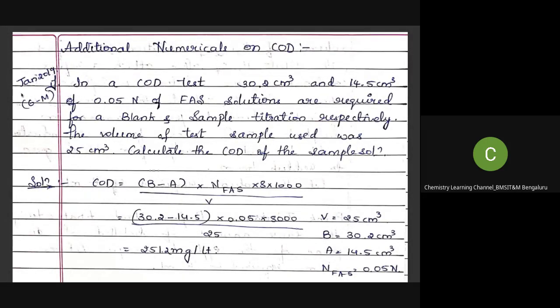So this numerical was asked in the year January 2019. And as I said to you, from COD, one numerical will be a definite question for 6 marks. Okay, so write down the question.